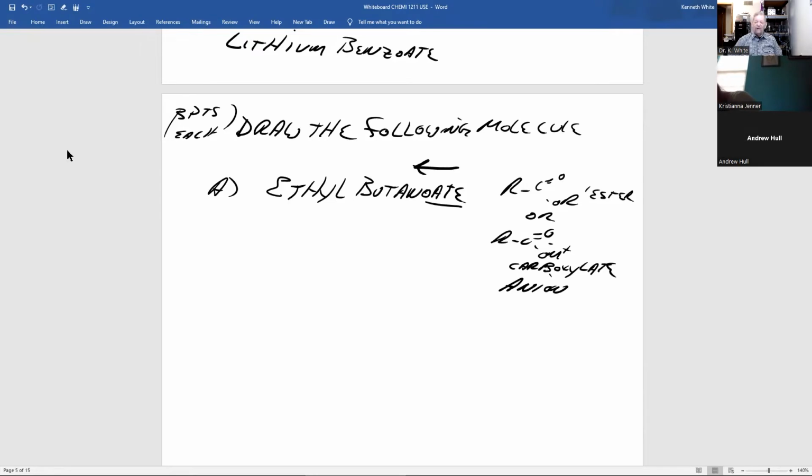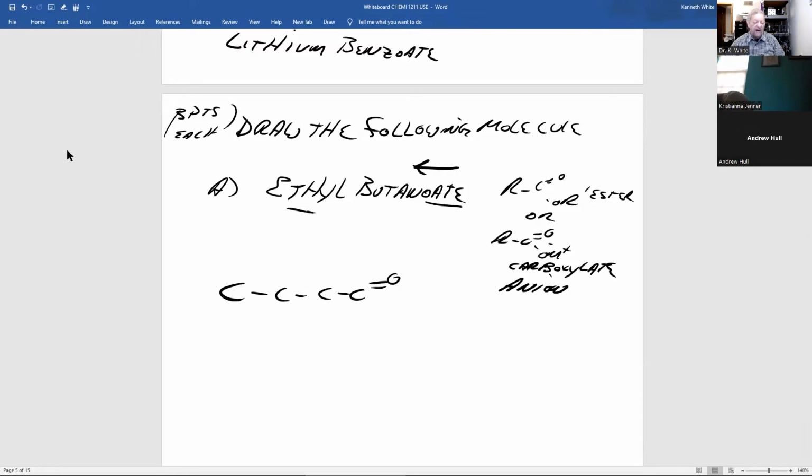And how do you know? You look in front. If in the front of the name you see an alkyl group, it's an ester. In the front of the name, if you see an element name, it's a carboxylate anion. Well, this is an ester. If this were instead of OATE, that would be butane, 4 carbons.